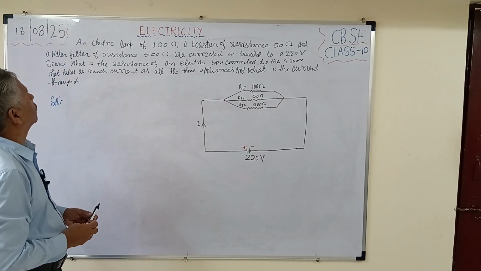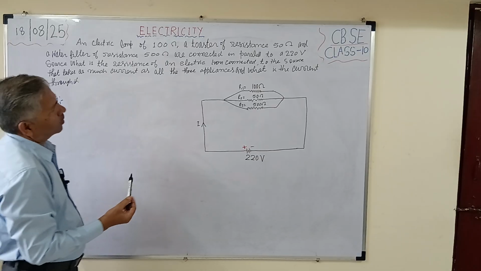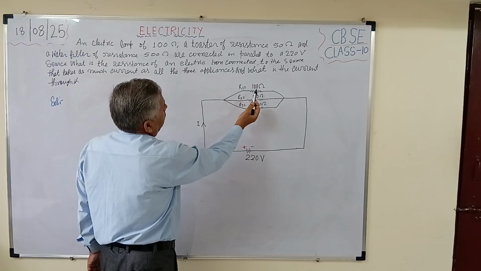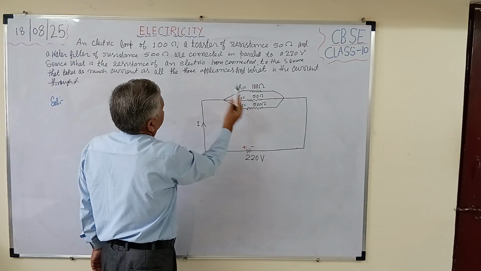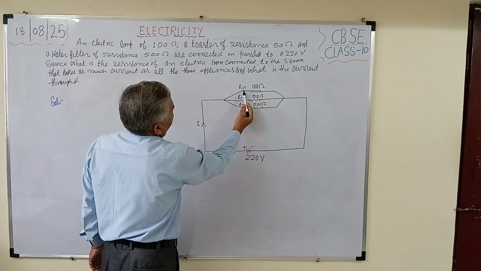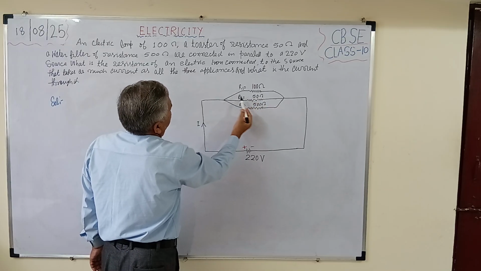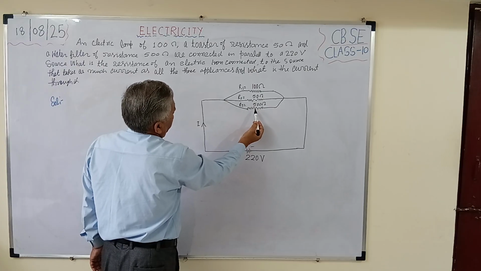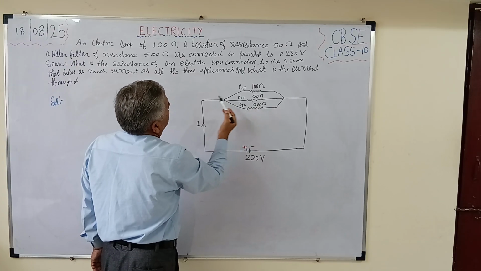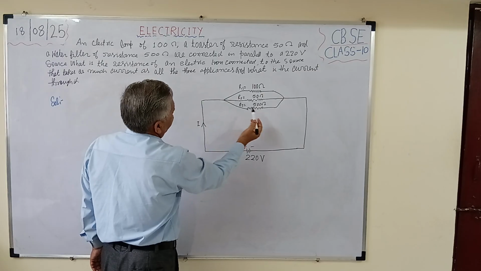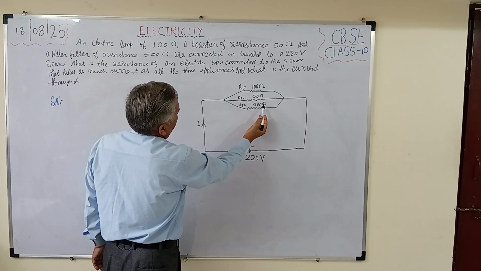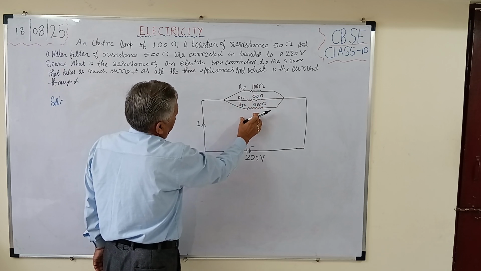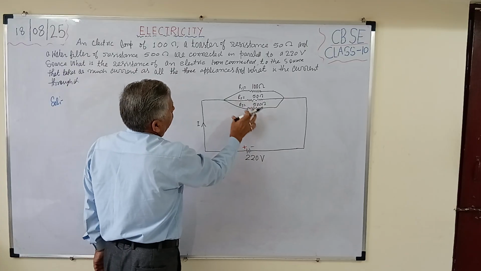That means we have to find out the total resistance of the circuit connected like this. The lamp resistance is R1, 100 ohm, R2 is the resistance of the toaster, 50 ohm, R3 is the resistance of the water filter, that is 500 ohm. All these resistances are connected in parallel, so we have to use the formula of parallel.